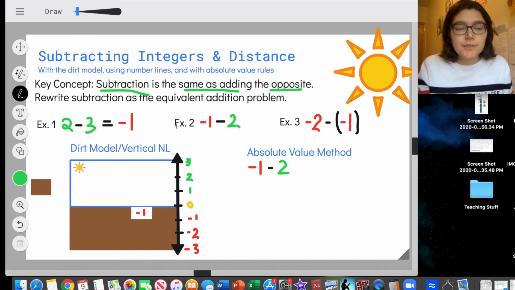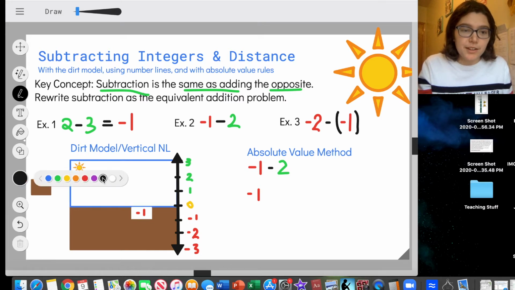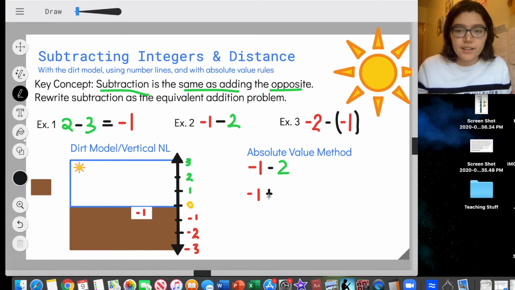Okay, so first thing we're going to do is rewrite our subtraction problem as the equivalent addition problem. Subtraction is the same as adding the opposite. So I'm going to keep the first number, that doesn't change. And now I need to change my subtraction into addition by adding the opposite. So I'm going to switch that subtraction sign into an addition sign. And then in order to be doing the same thing, I have to take the opposite of 2. So what is the opposite of 2?